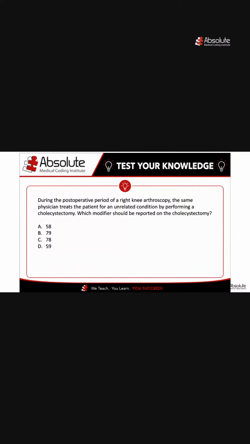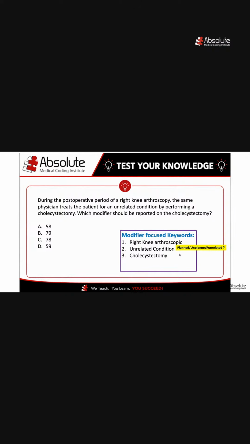Good job. Okay, well, here are my modifier focus keywords. We had a right knee arthroscopy. This is an unrelated condition and a cholecystectomy. Yeah, they're not related. And it wasn't planned, it wasn't unplanned. It is unrelated. And if it's unrelated, B.